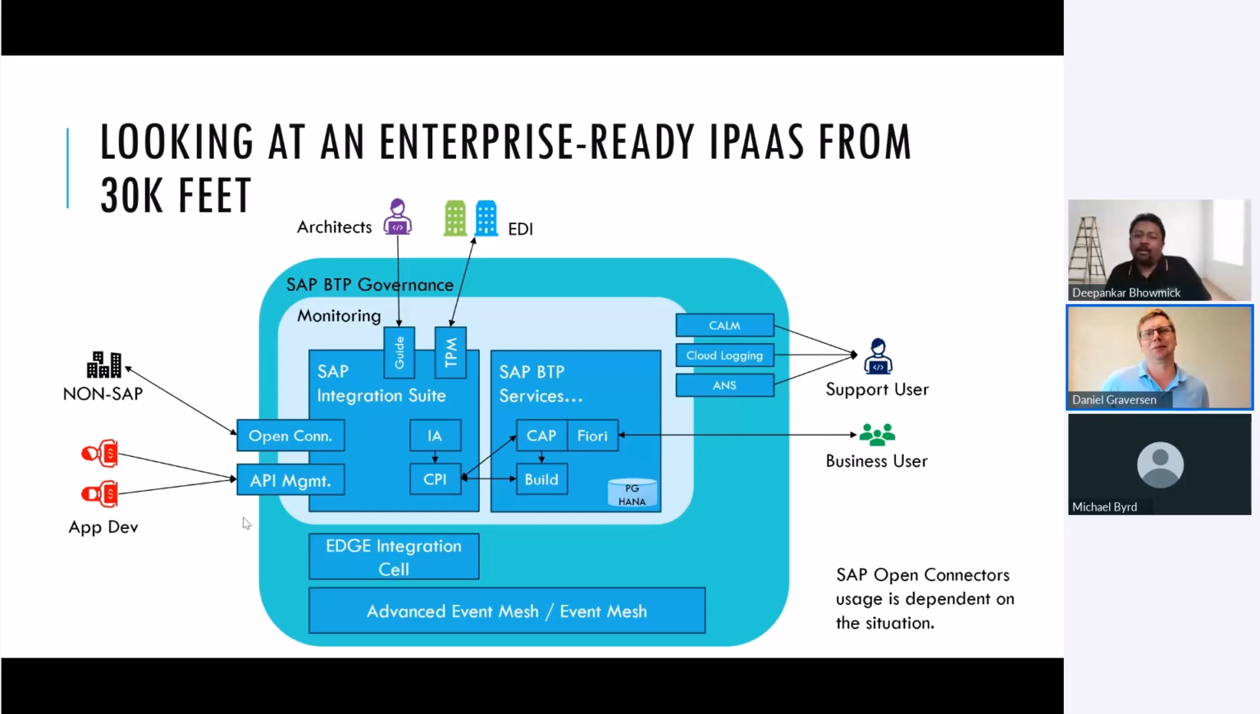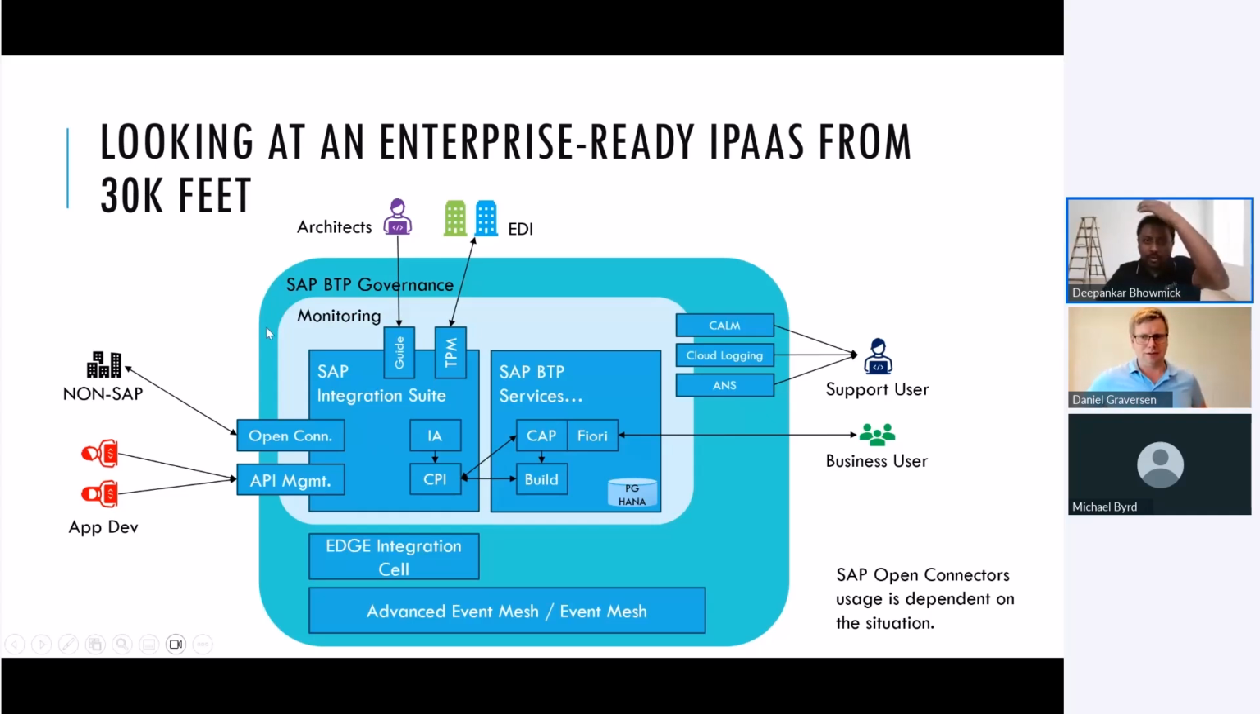Yes, Open Connectors has some features of Integration Advisor because there you can do mapping, and it has some features of CPI because you can write formulas. So it is sometimes a mix of that. This is how it should look at 30,000 feet, with BTP other services providing add-ons on top of Integration Suite, and you have a HANA database as well.